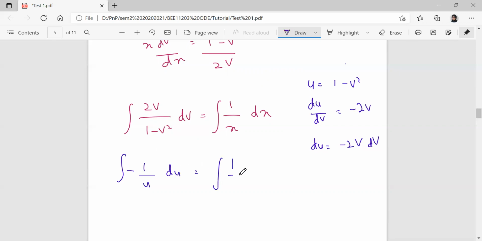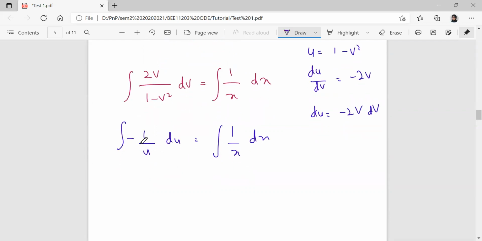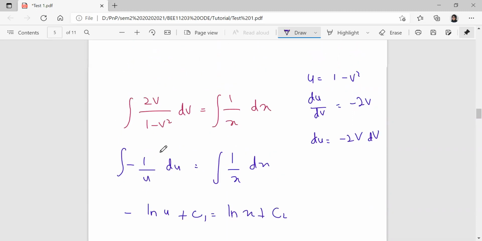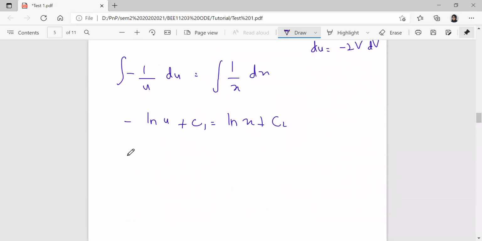This equals 1 over x dx. If you integrate this, you will get minus ln u plus c on one side, and ln x plus c on the other. Then you replace back u, which is 1 minus v square. So now we have minus ln of 1 minus v square equals ln x plus c, where c equals c2 minus c1.